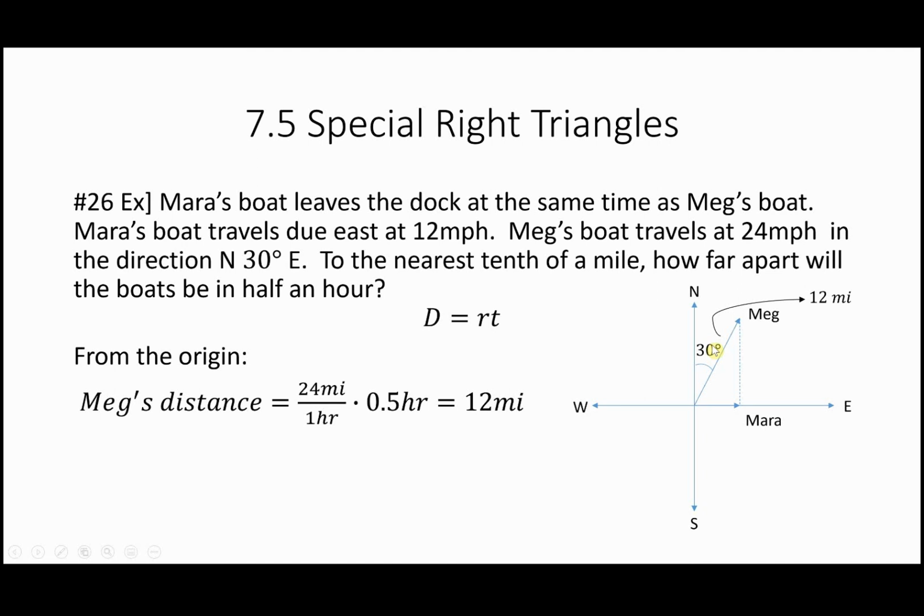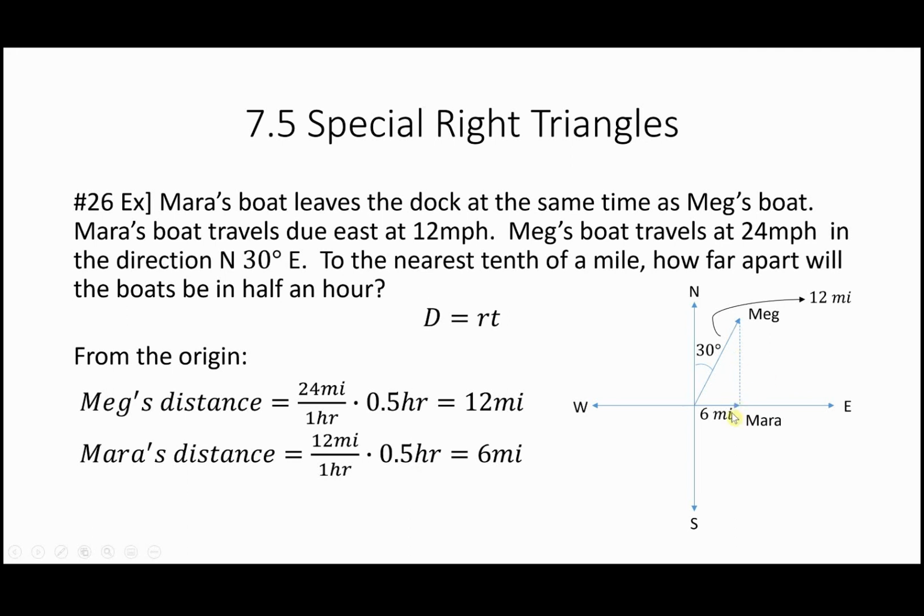So I'm labeling it here like this. Great. Let's calculate Mara's distance. Well, she had a rate of 12 miles per hour, 12 miles over 1 hour, and that's going to be multiplied by that same duration of half an hour. The hours again will cancel, and we'll be left with 12 miles times 0.5, which is going to be 6 miles.